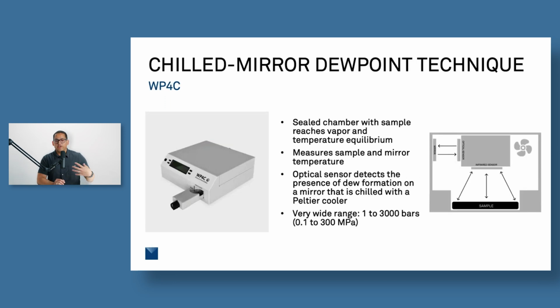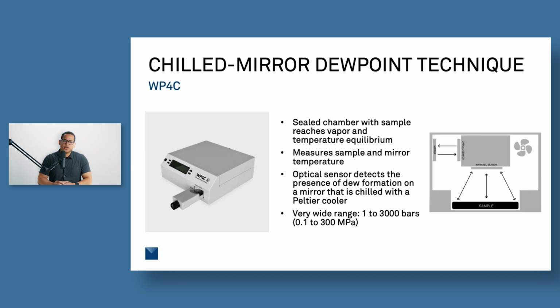Let's talk about now our vapor pressure method, which is the chilled mirror dewpoint technique. There are other vapor pressure methods around as well, using thermocouple psychrometers. Those aren't as common anymore because they're harder to make and harder to maintain. So the most common approach for the vapor pressure methods is the chilled mirror dewpoint technique.